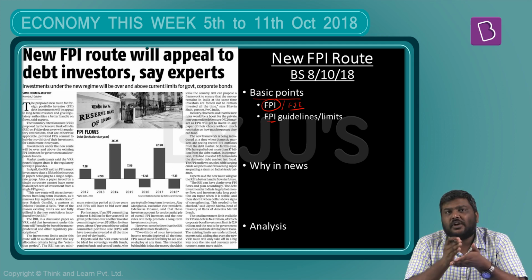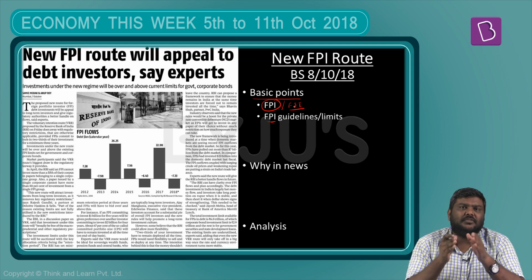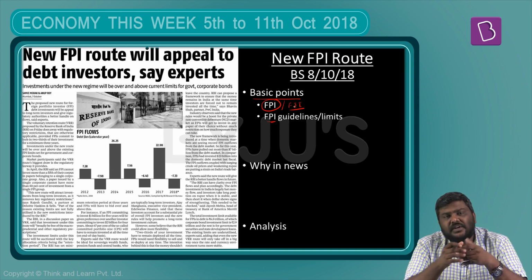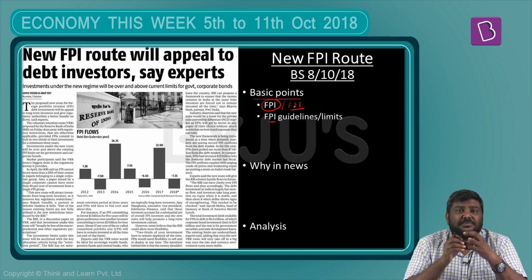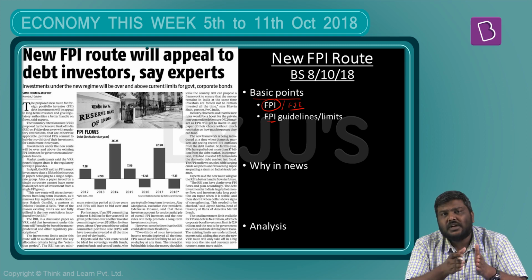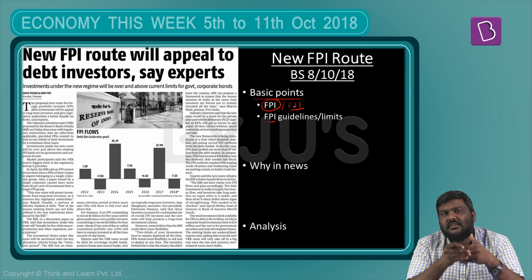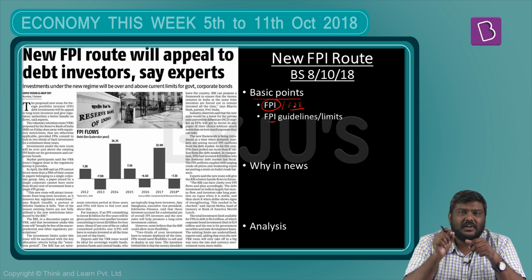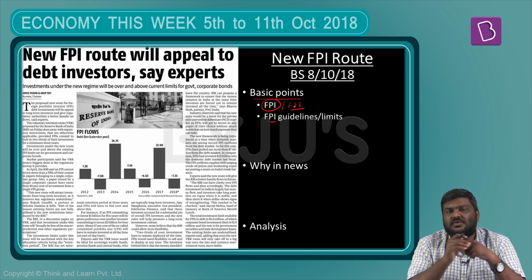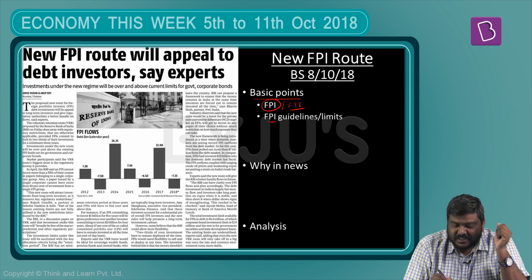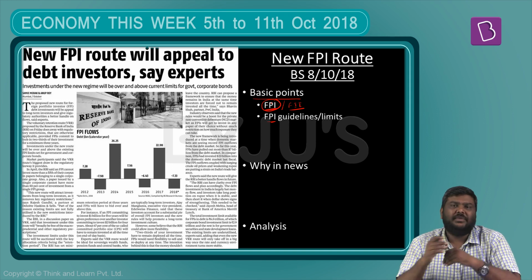So FPI, Foreign Portfolio Investors, are nothing but foreign institutions such as hedge funds, mutual funds, investment funds, and so forth, which come into India and invest in the Indian stock market. When I say invest in the Indian stock market, basically they purchase the shares of listed Indian companies. That is the basic difference between FDI and FPI.